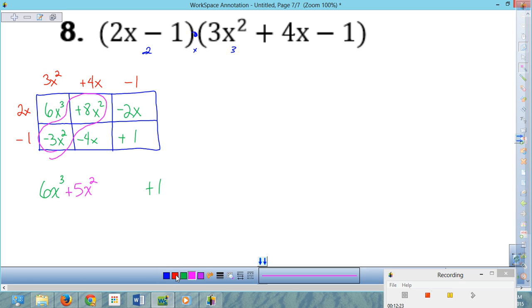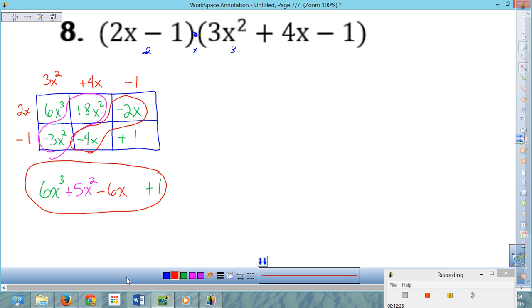Okay? And then we'll look at this other peanut that we have. We have 2 peanuts now. Negative 4 and negative 2, they are like terms. Negative 4 plus negative 2, they're the same sign, so we add the numbers, you get negative 6x. It's negative because the 4 is bigger and it's negative. And then our plus 1 obviously came down a minute ago. So that's what it becomes.